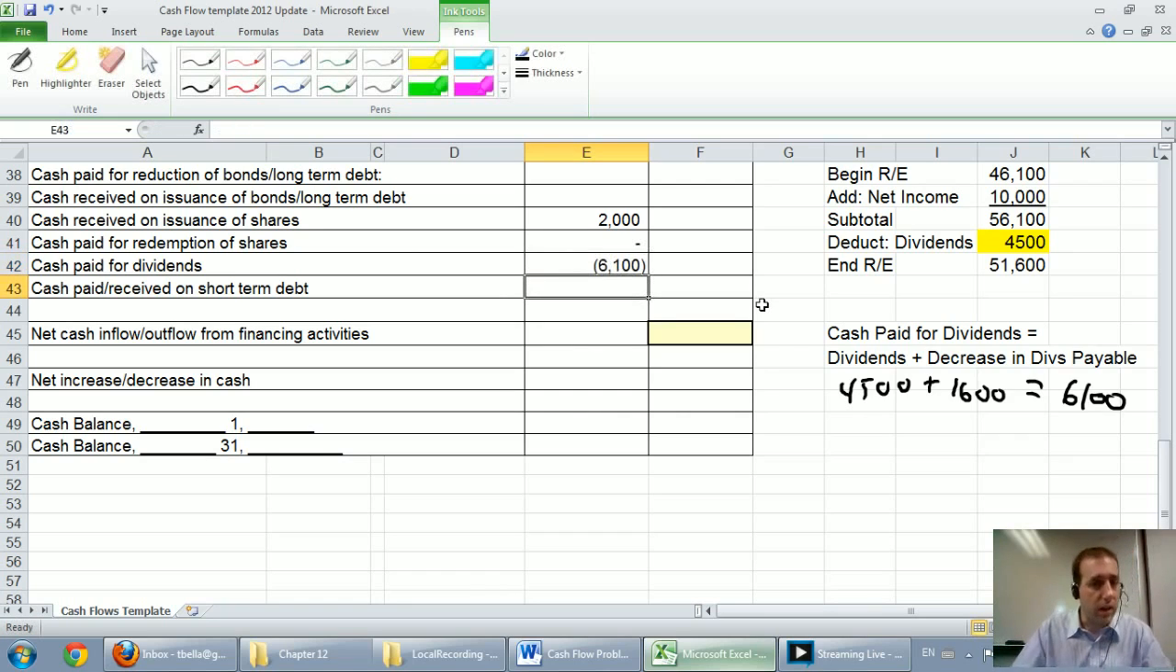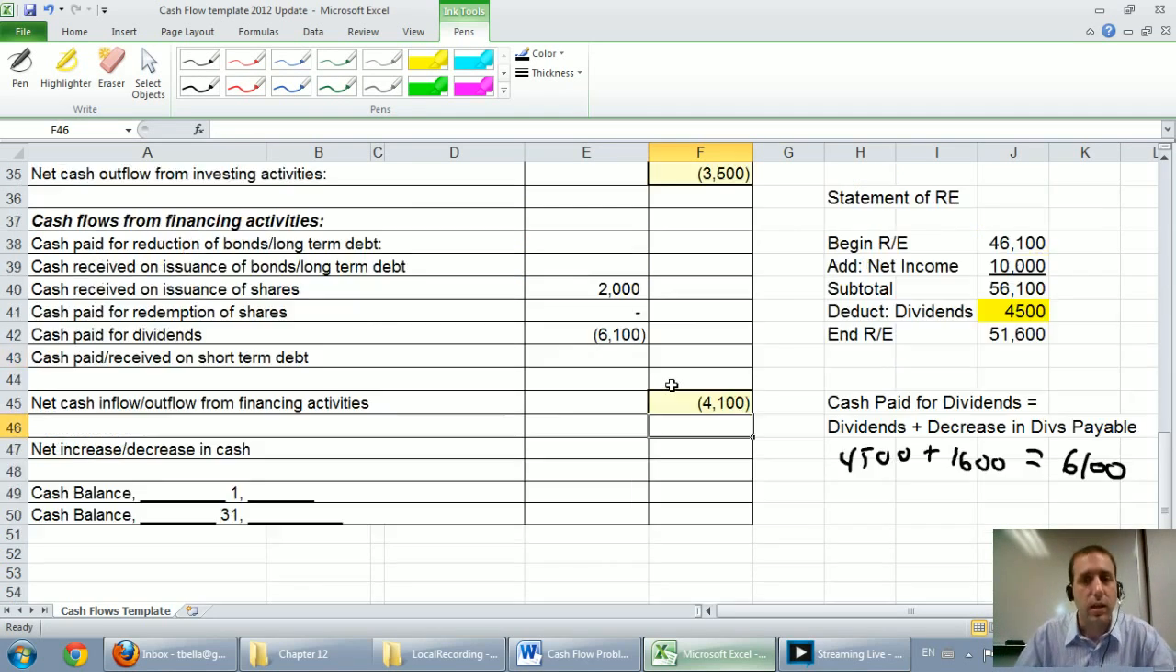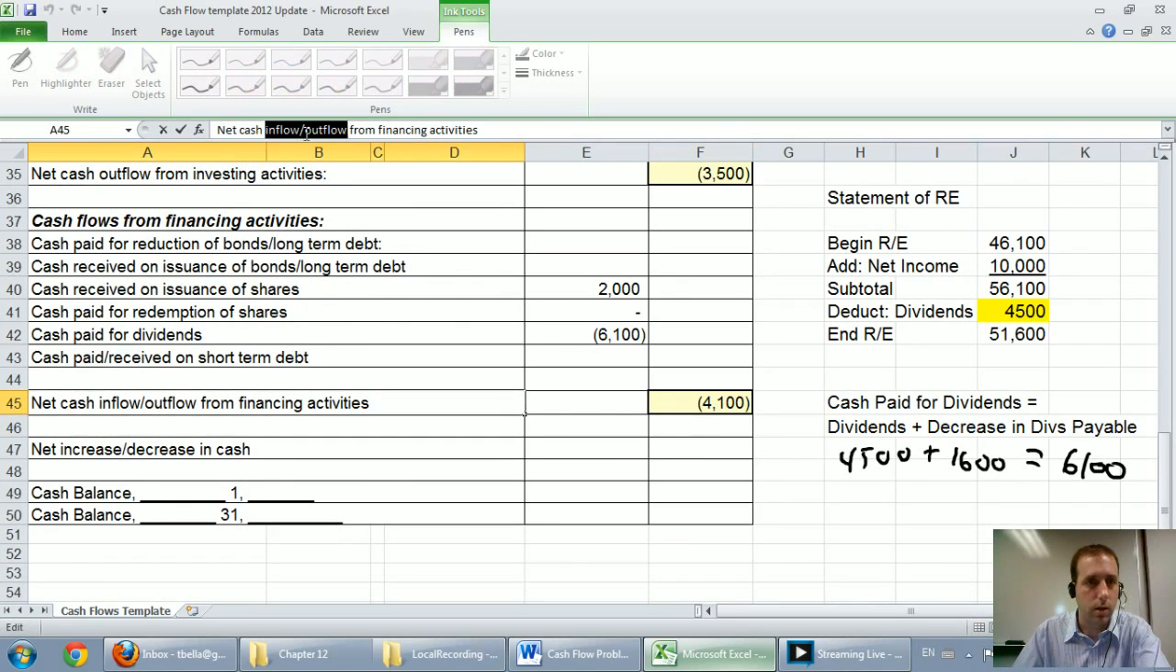Our company didn't have any other short-term debt or other liabilities, so at this point we can total up our financing section. And we show $4,100 of outflow from financing activities. By the way, I'll just note that that's an outflow. Get rid of the word inflow.